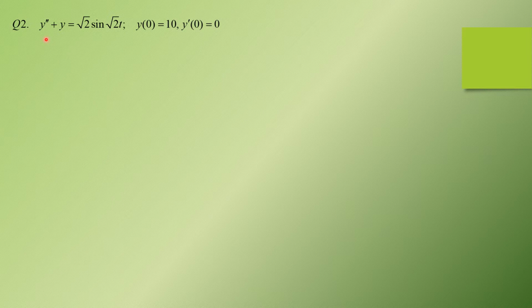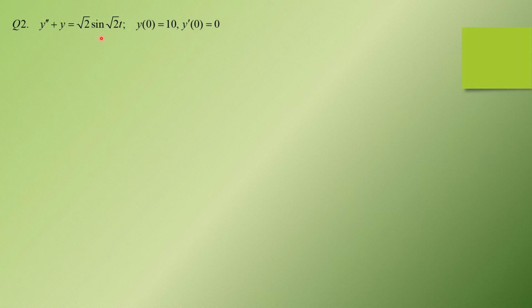Second question: y double prime plus y is equal to square root of 2 times sine of square root of 2 t, y(0) is 10, y prime of 0 is 0. Now this is a second order, non-homogeneous linear DE with constant coefficients. We can actually solve this non-homogeneous equation by using the method that we learned in chapter 4. Since it is non-homogeneous, the general solution will be y equals yc plus yp. And in finding yp, we can use either the superposition approach or the variation of parameters.